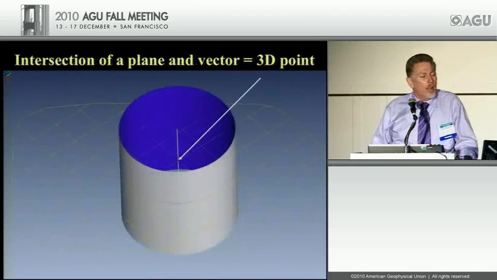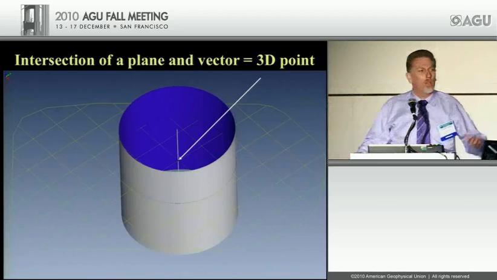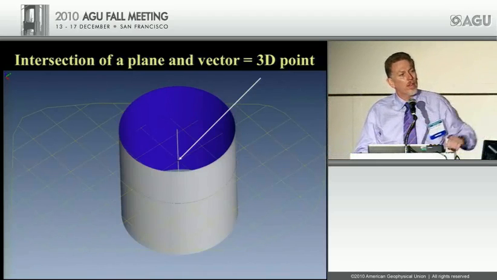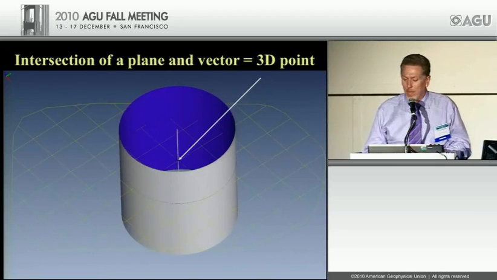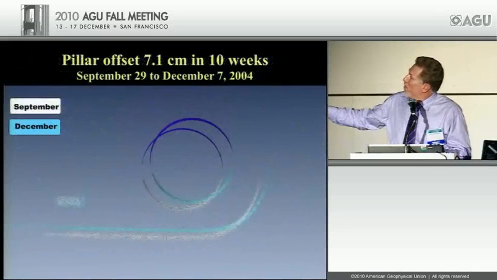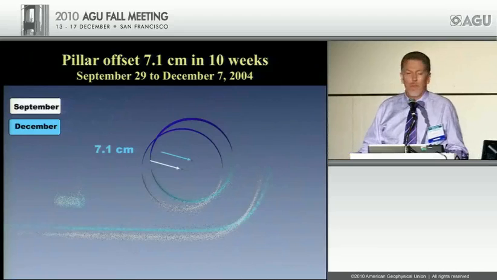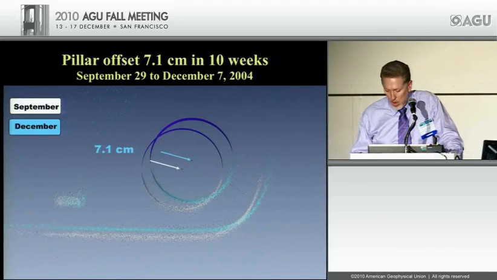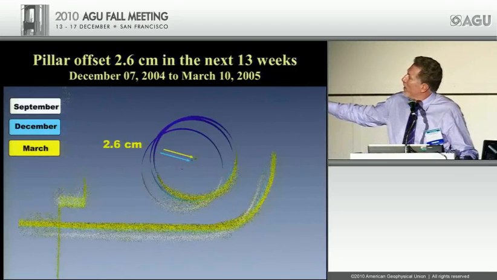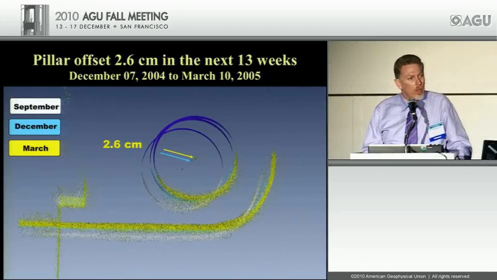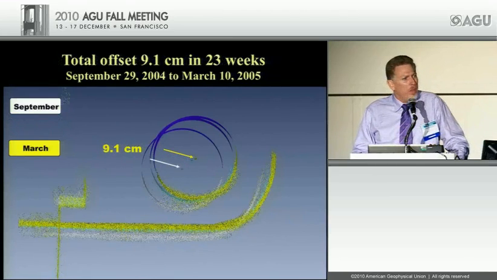The center of a cylinder is a vector where a vector meets a plane, and this plane is basically the deck of the bridge. I fit a best fit plane to it and lowered it down to the center of the cylinder. That's a unique point, and then I'm able to track its position with time. So from September to December, with the vectors, I found the center of the bridge moved 7.1 centimeters. We could take it the next step, going from September to March, another 2.6 centimeters worth of deformation, with a grand total of 9.1. So what's going on with the bridge at this point?